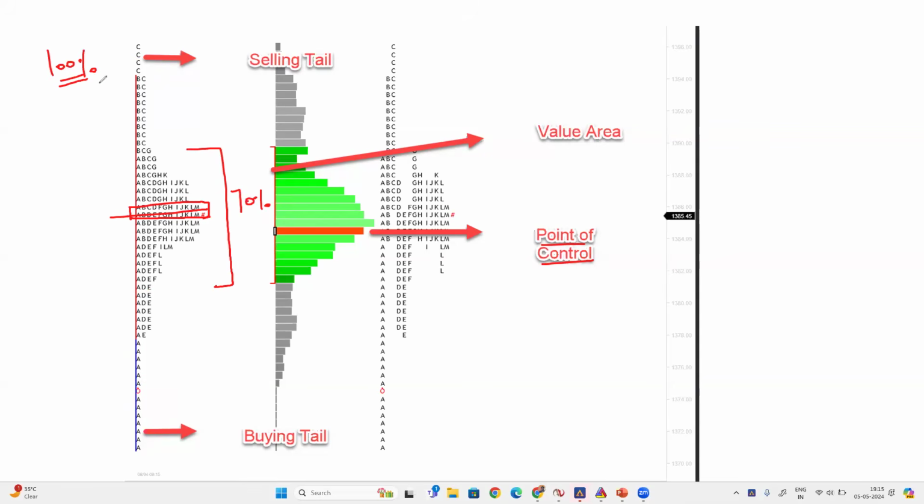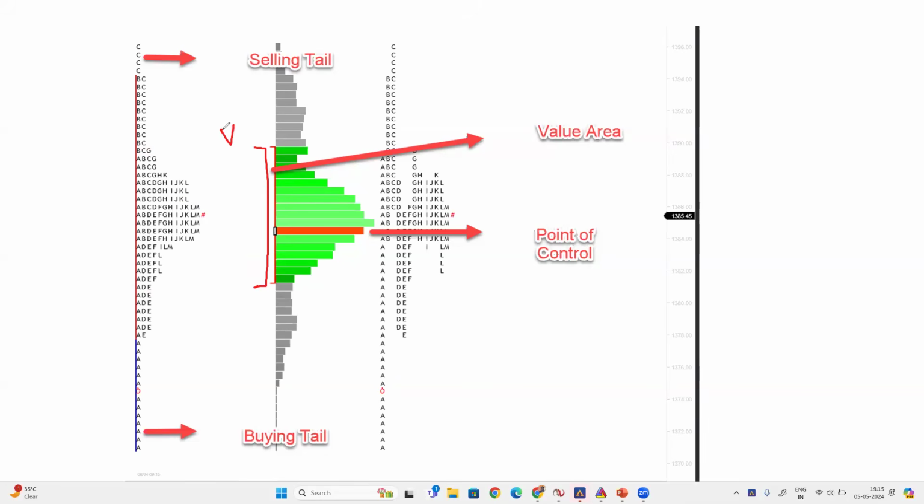Among the 100%, the zone where 70% of the TPOs are trading with respect to the point of control is what we call the value area. Typically, many tools will plot lines like this. In my tool, it is plotted like a bracket. So this is a 70% bracket.